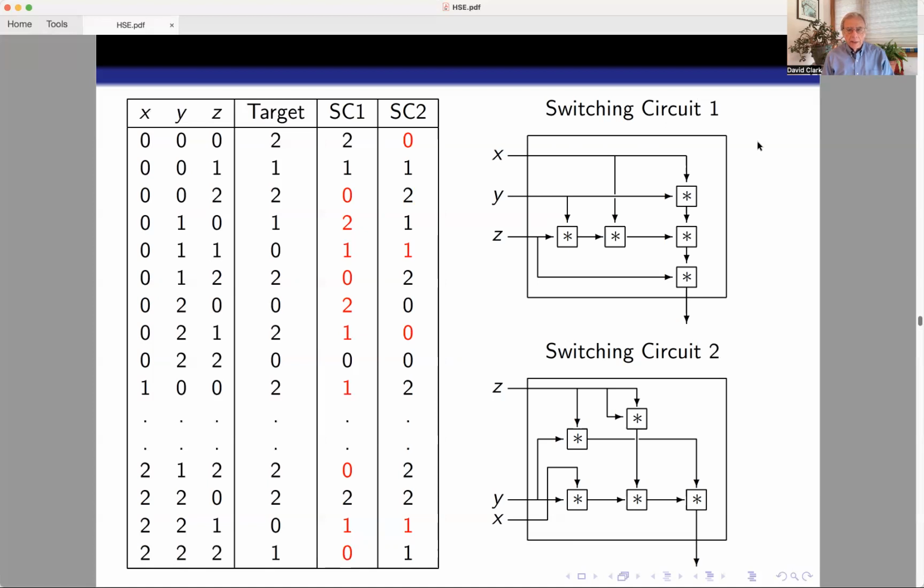Well, this suggests something important. When we do this, we not only find out for each circuit whether or not it's a solution, but we also find out how close it came to being a solution. And this suggests the key idea that's needed to do evolution, and that is the idea of fitness.